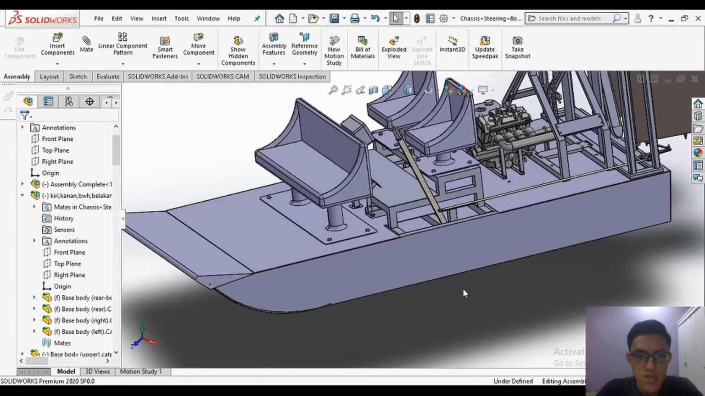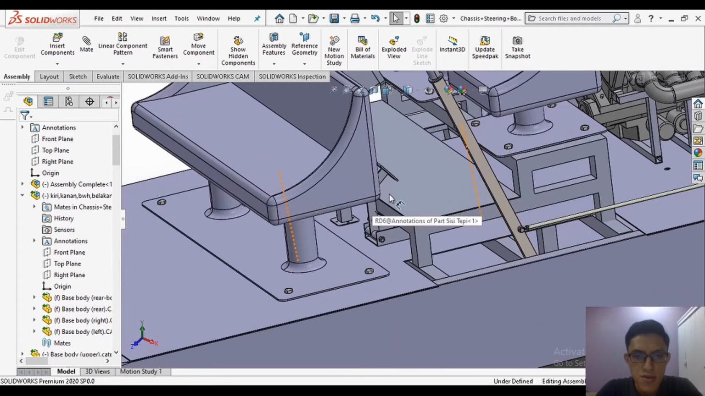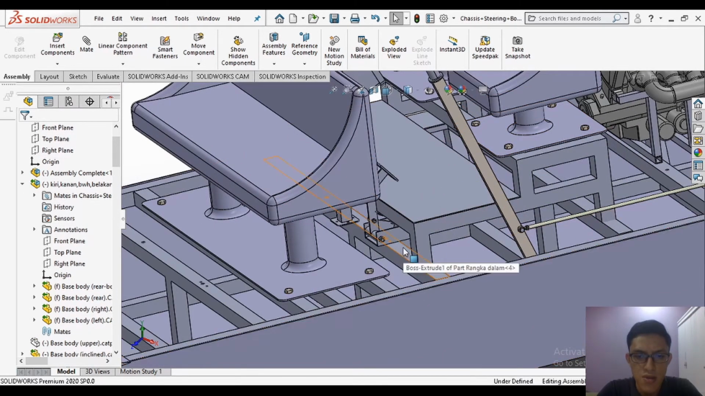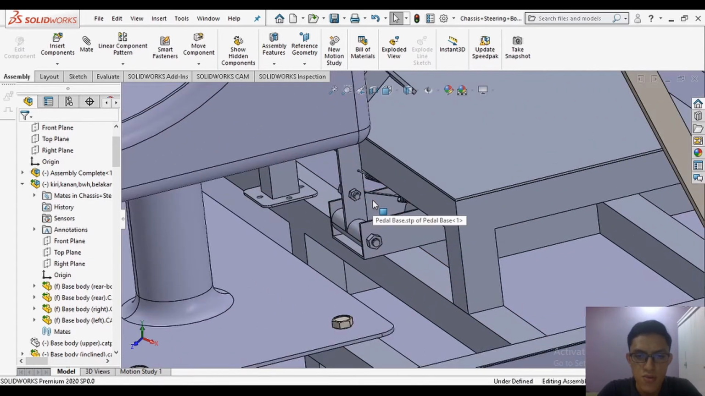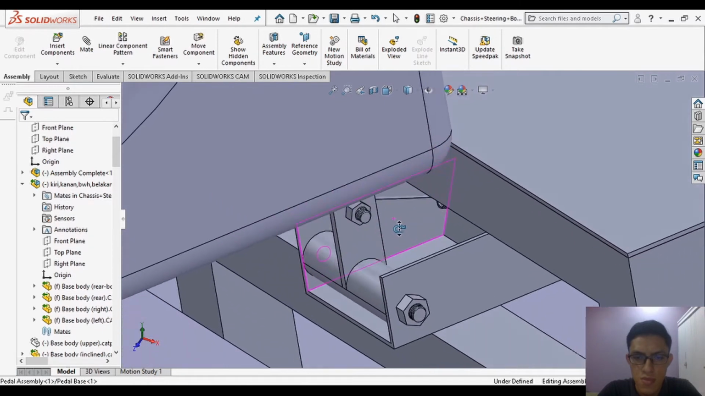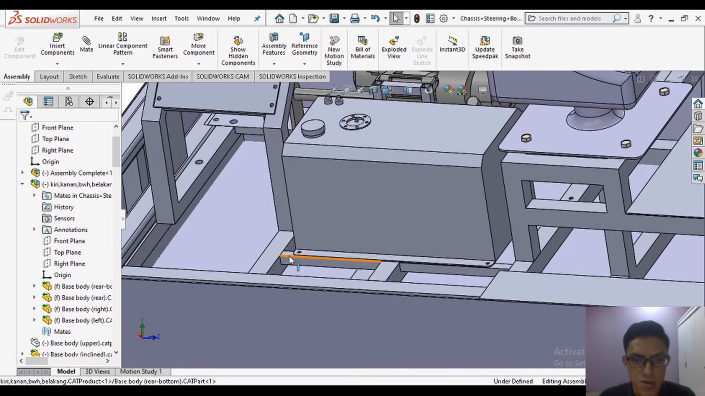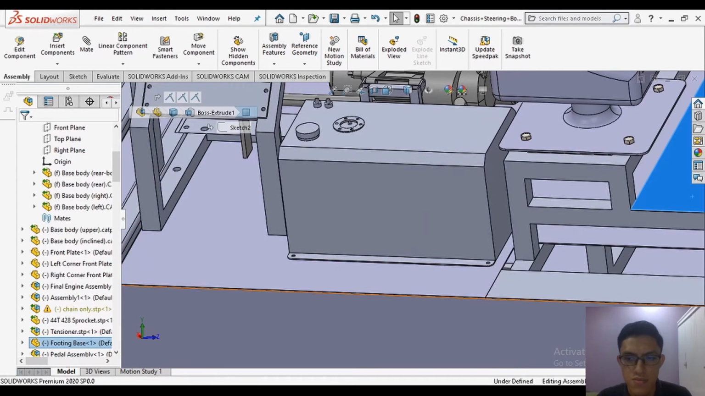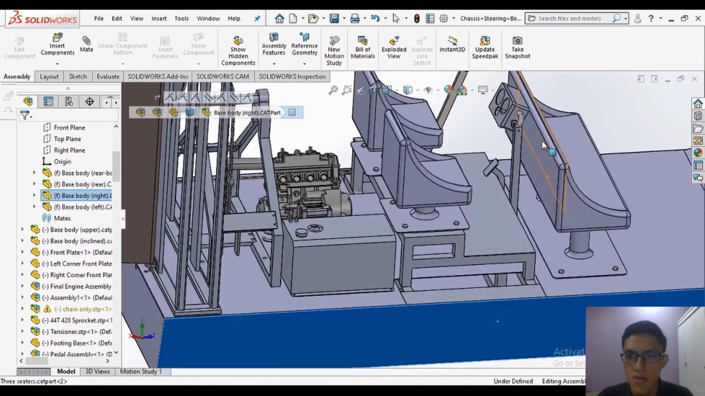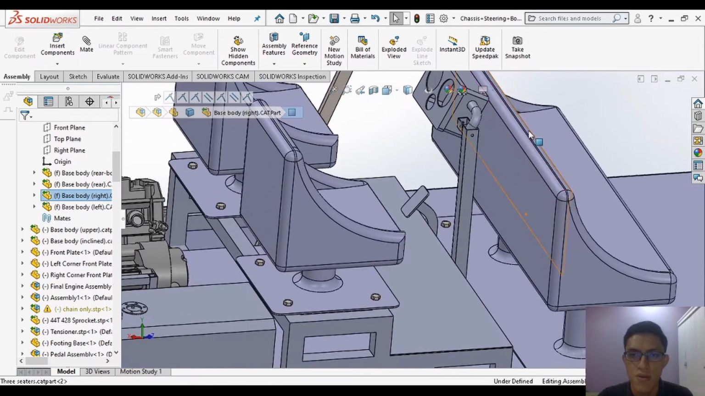And here is the full assembly. The pedal is positioned in front of the driver's seat and connected to the main chassis using the M8 board. The fuel tank is connected to the linkage, which the linkage is welded to the main chassis. And here is the indicator panel.